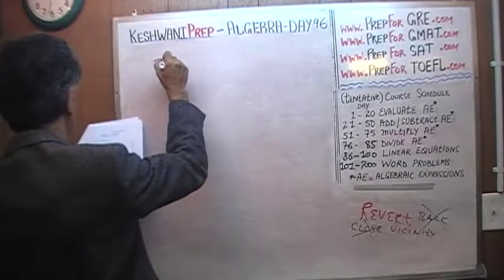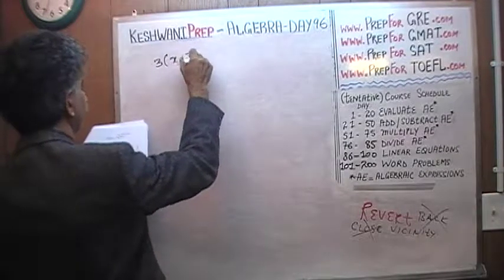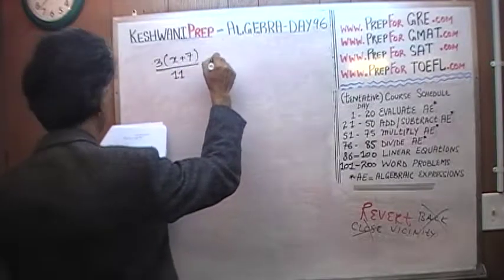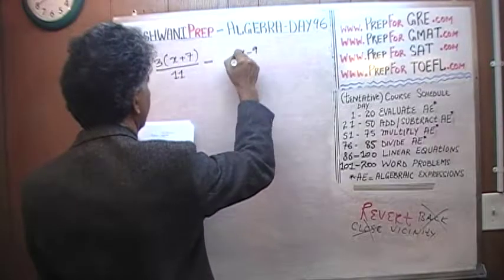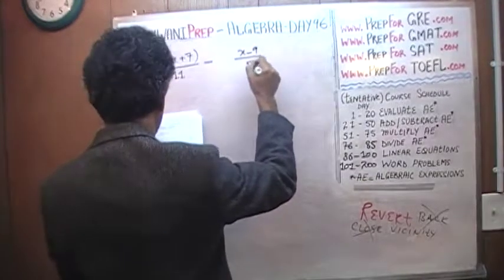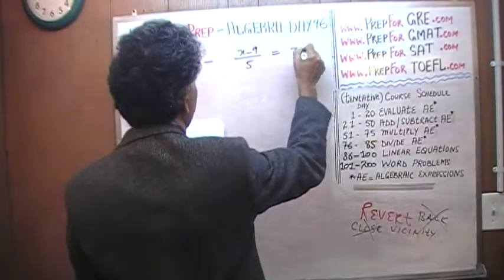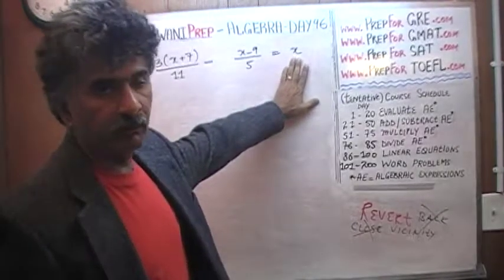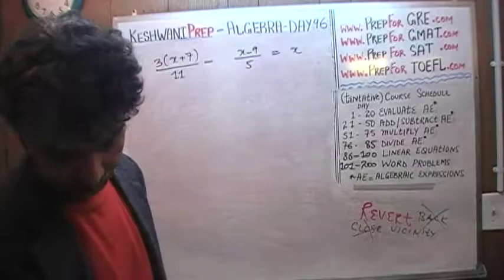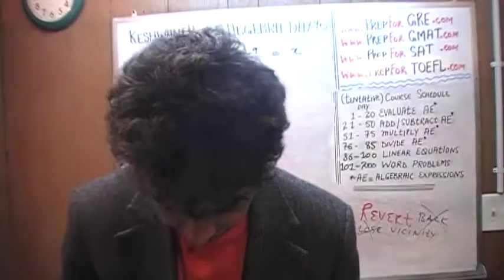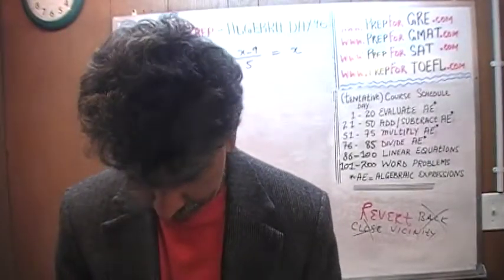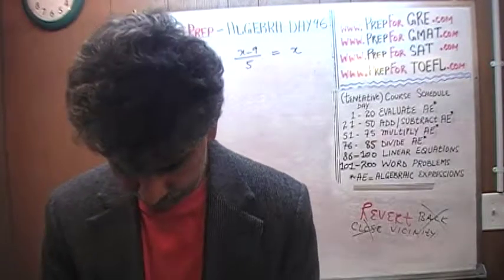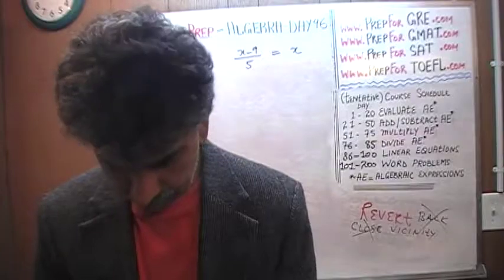Three times x plus 7 over 11 minus x times 9 over 5, we are told it equals x. What the? Ordinarily we have a number here. We have had a number here so far. Looks like in the last 5 days, 96 through 100, 96, 97, 98, 99 and 100, things are going to get a little funky.